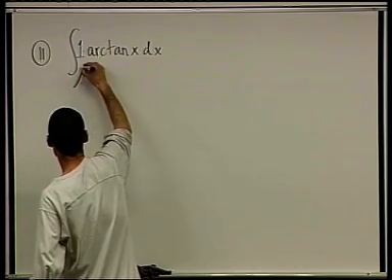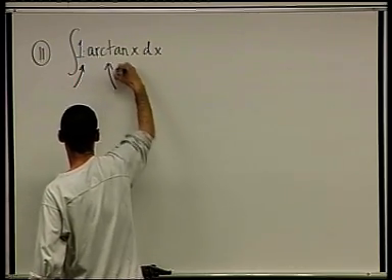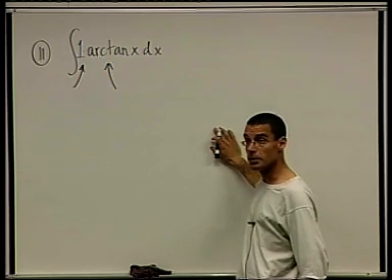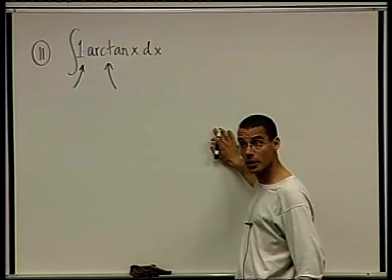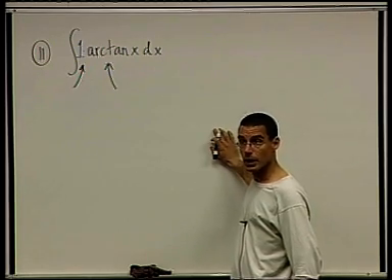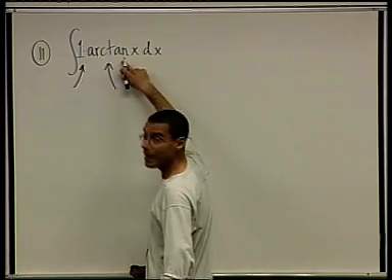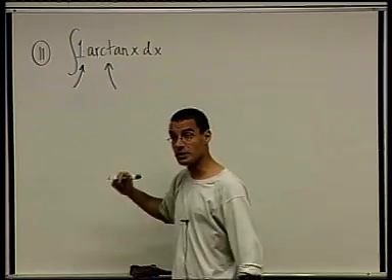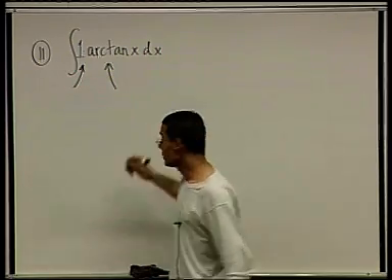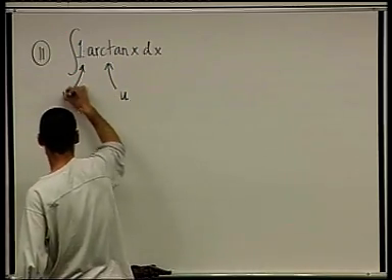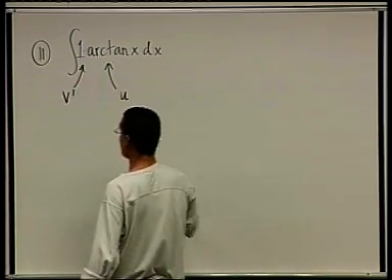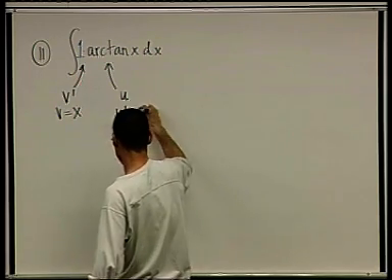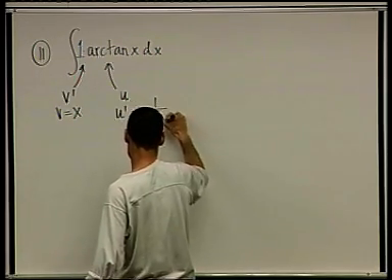So now do we have a choice of who's going to be the u and who's going to be the v prime? Do we have a choice? No, we don't. If you want this to be your v prime, then you have to know what v is. But if you knew what v is, you'd be done. Right? So we have to take this to be the u and this to be the v prime. And therefore, v is just x, and u prime is 1 over 1 plus x squared.